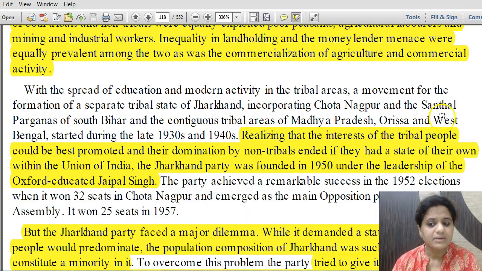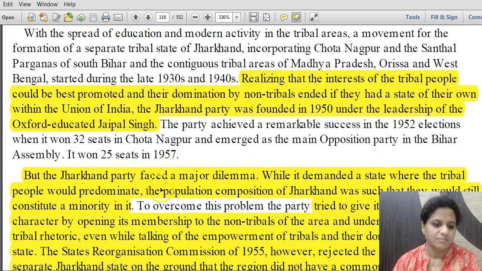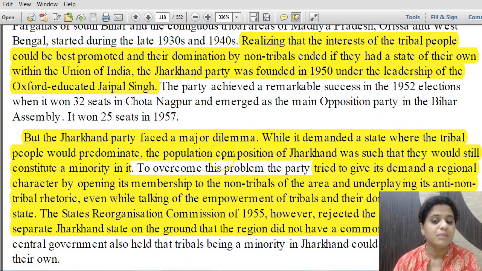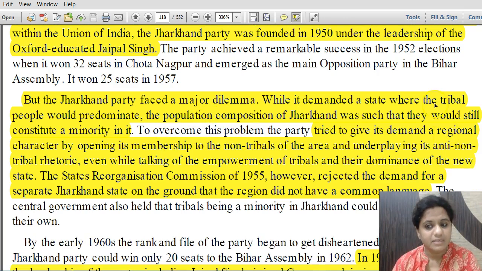So realizing that the interests of the tribal people could be best promoted and the domination by non-tribals ended if they have a state of their own within the union, Jharkhand Party was formed. So this was a party formed in 1950 under the leadership of Oxford educated Jaipal Singh. But the Jharkhand Party faced a major dilemma. While it demanded a state where the tribal people would predominate, the population composition of Jharkhand was such that they would still constitute a minority within Jharkhand. So as we saw, two-thirds was non-tribal.